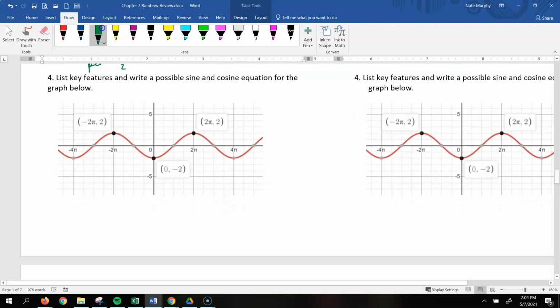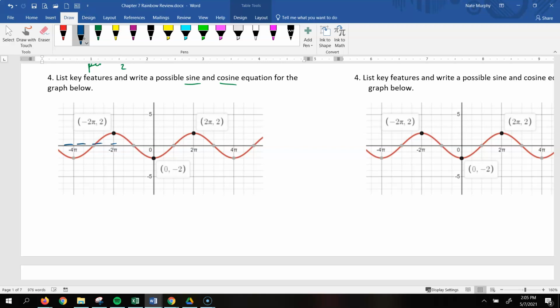Which brings us to number 4, the last one in this green section. So for this one, it asks for a possible sine equation and a cosine equation, or both a sine and a cosine equation for this one graph. So there's actually 3 different equations we could come up with, and I'll come up with all 3 of them for you. So let's first identify what the amplitude is.